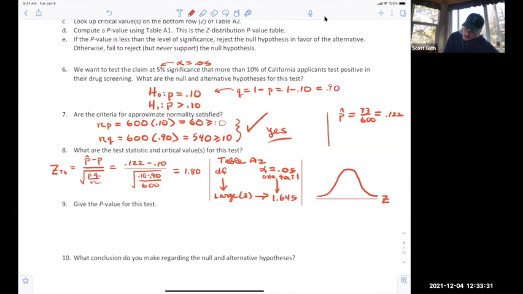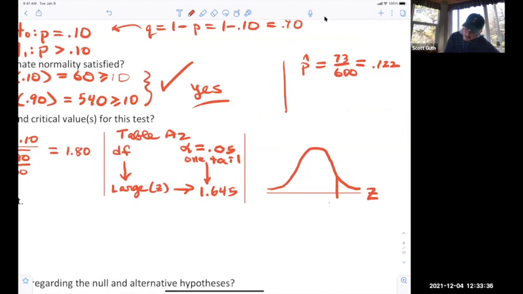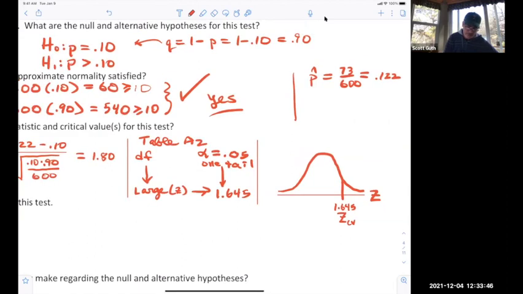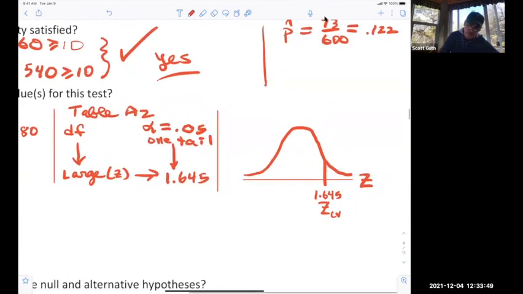Okay, so our Z critical value is 1.645, that's our ZCV critical value. And then the test statistic is 1.80, so we can probably make a note here that that's where we are as far as our Z test statistic. It's in the tail, so that makes it statistically significant, which means you've got evidence for the alternative hypothesis.